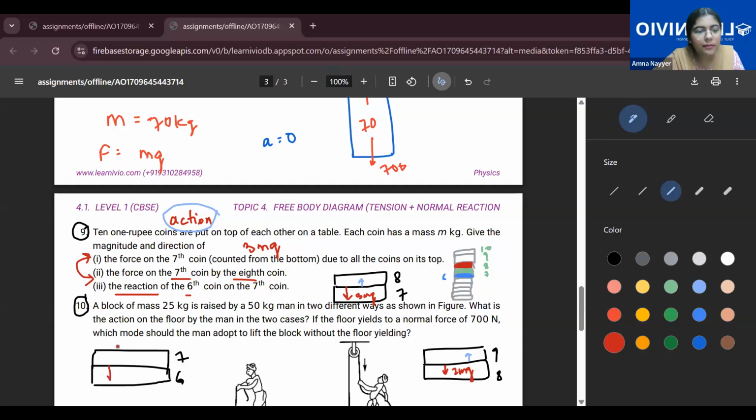So how much will the 7th be exerting on the 6th? 4. Very good, Hafsa. 4 mg. 1, 2, 3, 4. All the 4 will be exerting on it. So 4 mg is now acting on this one, the sixth one. See, 1, 2, 3, and 4. So 4 mg is acting on the sixth. The question was the force on the sixth coin due to all the coins on its top; it would have been 4 mg. Now, what's the reaction of 6? 6 will exert exactly 4 mg back on 7. That's action reaction. So this is 3 mg, this is 3 mg, and this is 4 mg.